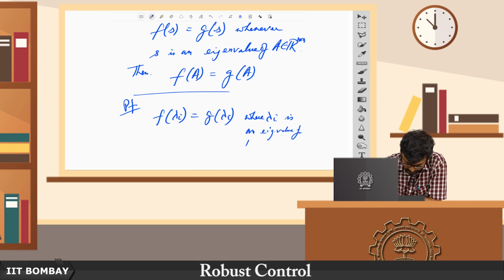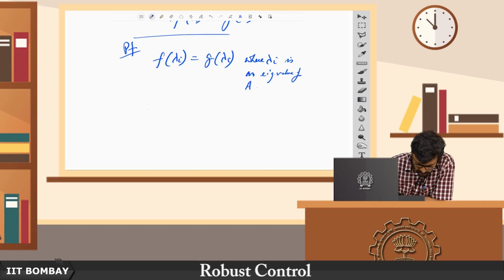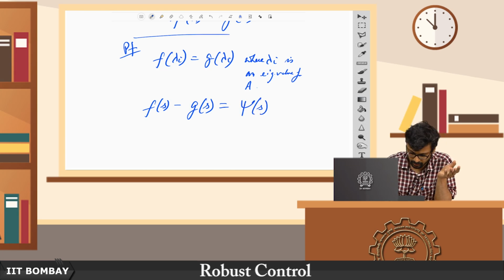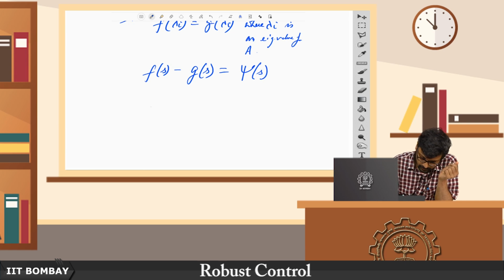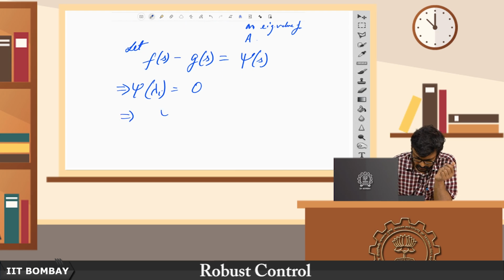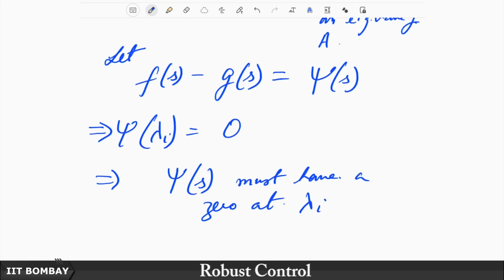then what can we say about F(s) minus G(s)? This is very interesting. F(s) minus G(s) is some function, say psi(s), which vanishes exactly wherever you have eigenvalues of A. So that means psi(lambda_i) is equal to 0, because that is exactly what it means to say that F(lambda_i) is equal to G(lambda_i). Therefore, psi(s) must have a 0 at lambda_i.